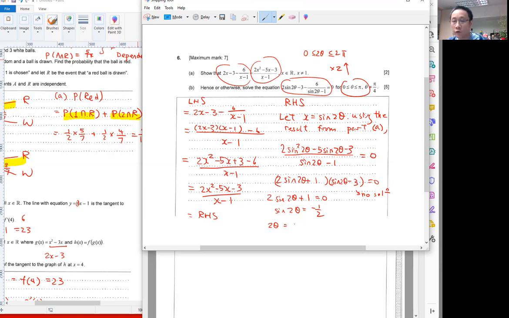The third quarter version of 30 degrees is 210, which is 7 pi over 6, since we are dealing with the radian mode answers. 330 is the fourth quarter version of 30. The radian mode answer is 11 pi over 6. So just divide by 2 throughout: theta equals 7 pi over 12, or 11 pi over 12.